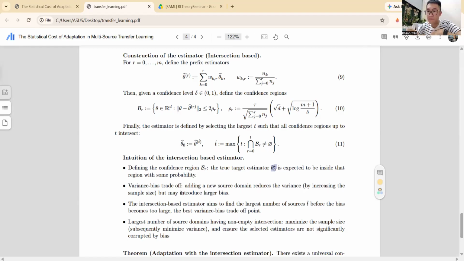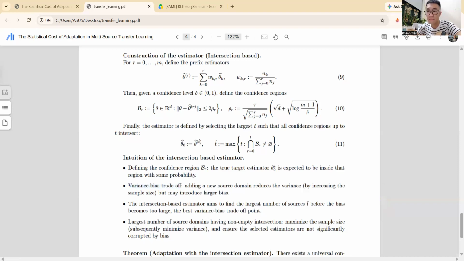Okay. And yeah, the variance-bias trade-off. When we add a new domain, the variance decreases, but the bias increases. So they use the intersection-based estimator. I think that they try to have a consensus between the domains that are closest to the target domain.